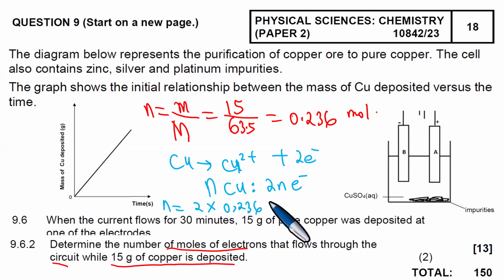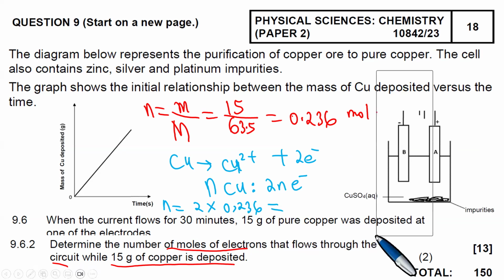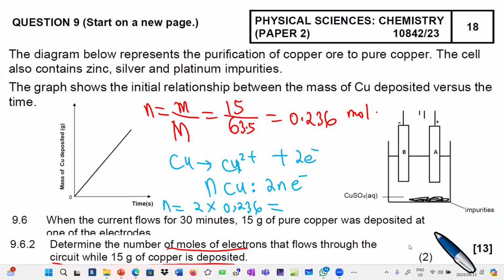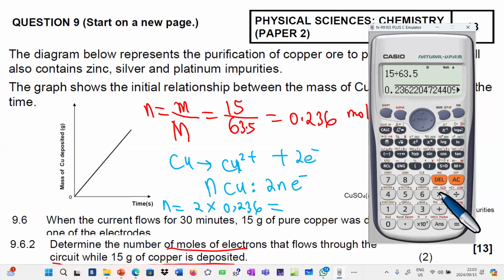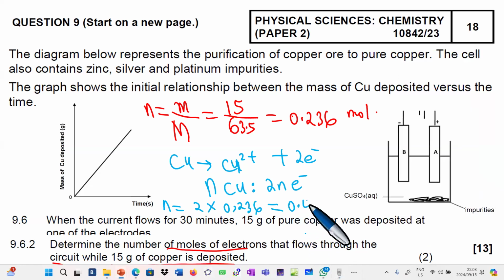And then when you multiply these two things, this is exactly what needs to be done. I was just testing you. I did not expect any answer, but I said, let me just test these two guys and see what they're going to say. So this is 2 times 0,236, which is 0.472. And this is the answer. Then we say 0.472 mole of electrons. We get our 2 marks, and this is the answer to the question.